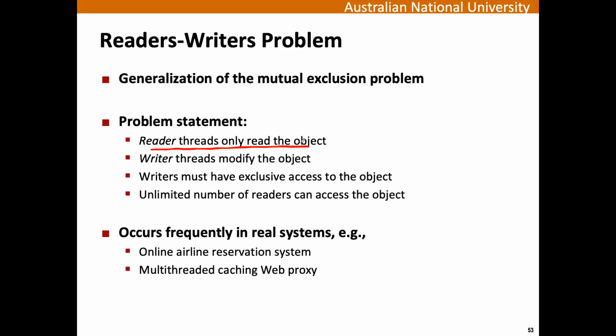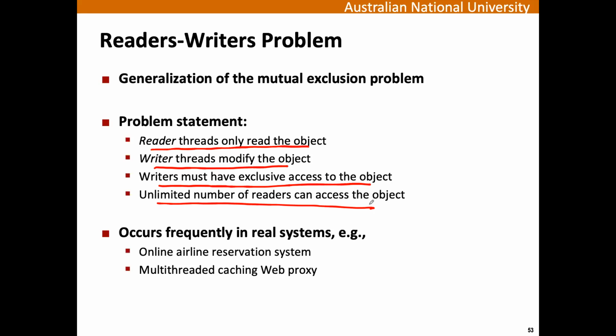The reader threads only read the object. The writer threads modify the object. Writers must have exclusive access to the object, and an unlimited number of readers can access the object. So imagine there are no writers, and we have 100 readers. We don't care. We don't want to serialize the readers.